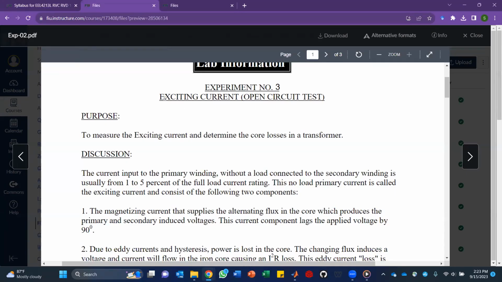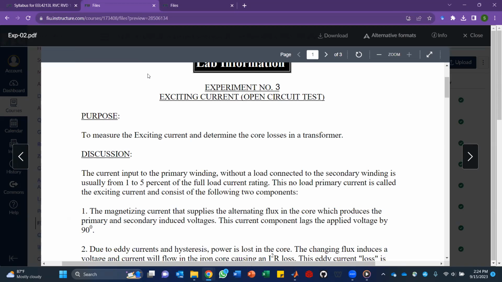The purpose of this experiment is to measure core losses in a transformer, especially a single phase transformer. We can do this for a three phase transformer as well, so the procedure will be the same. If you know the single phase one, we can easily do it for the three phase. In industry, they do it for single phase or three phase, you name it. So it's better to start testing it.